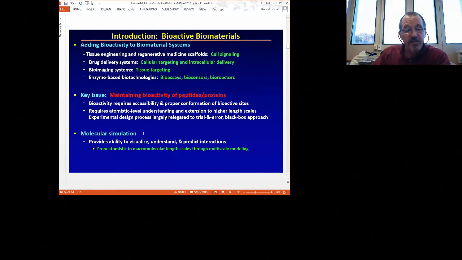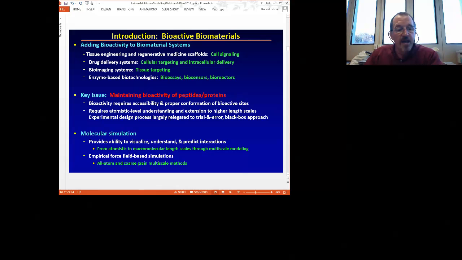And this is where molecular simulation comes in, because this provides the ability to visualize, understand, and predict these kinds of interactions, both from the atomistic level all the way up to the macromolecular length scales through multiscale modeling. And because of the size of these types of systems, empirical force field-based simulations are the main type of molecular simulation that fits this type of problem, both all-atom and coarse-grained multiscale approaches.